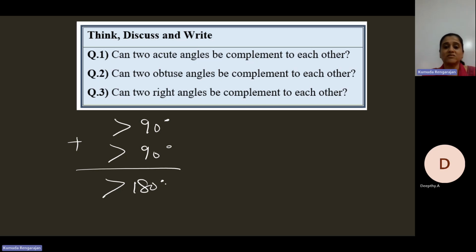Can two right angles be complement to each other? No. So 90 degrees and 90 degrees? No, because their sum is 180.